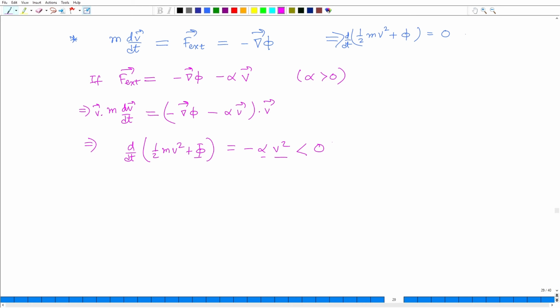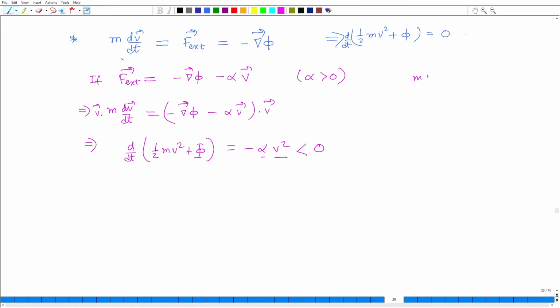So, you see that when this particle had no force on it, the particle was moving of course without acceleration, so dv/dt is equal to 0, but its total energy, which was nothing but the kinetic energy, was conserved in time. That you can show easily just by taking m dv/dt equal to 0, so v dot m dv/dt is equal to 0. So, we say this is a case of a free particle.